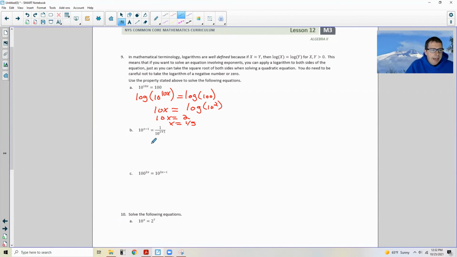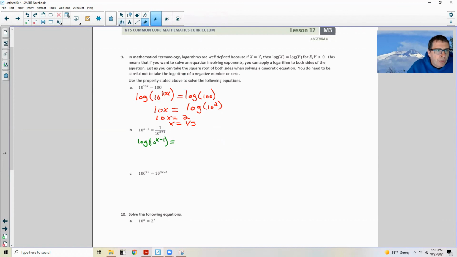B, again, we're going to take the log of both sides. So the log, I just clicked on green, it didn't work. There we go. The log of 10 to the power of x minus 1 equals the log of 1 over 10 to the x plus 1. Okay, this one's a little bit different. We need to take an exponent rule and get rid of this fraction. Before I even write this, there's no need to do that. Let me just change this.